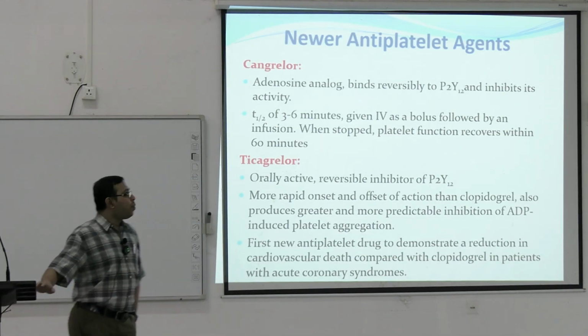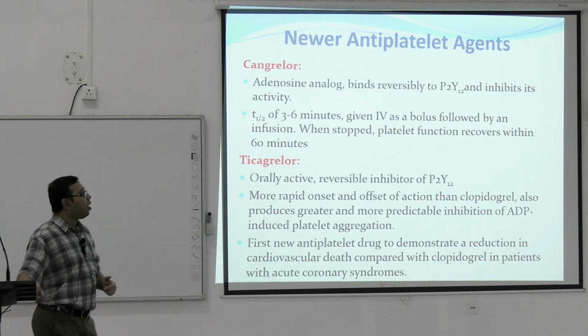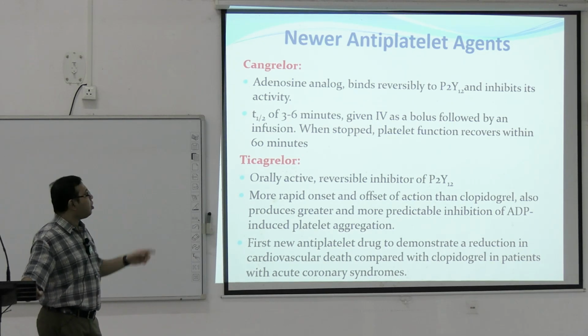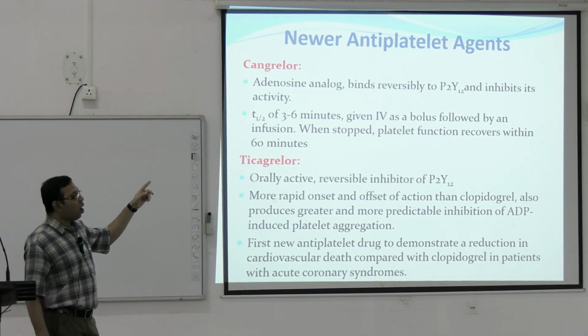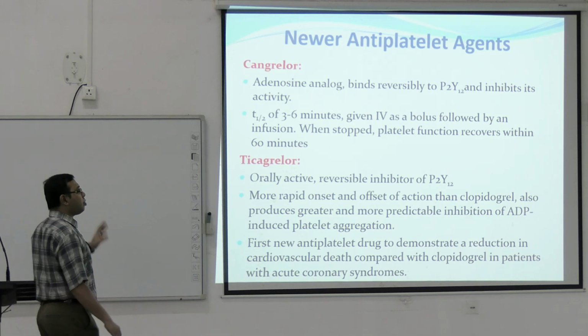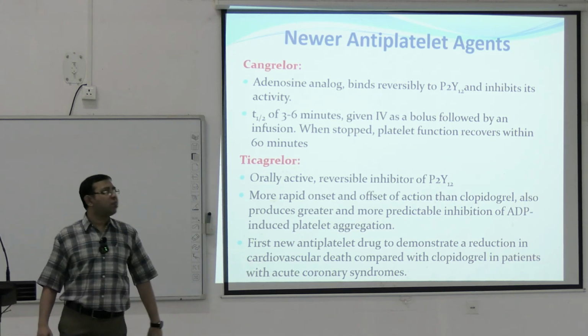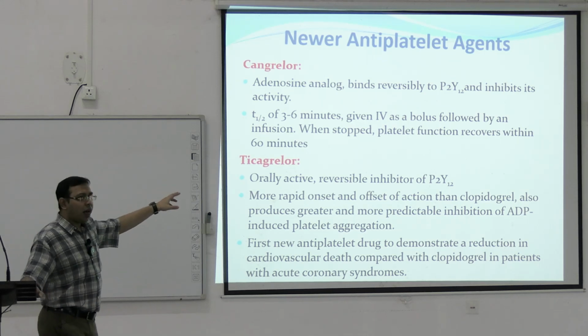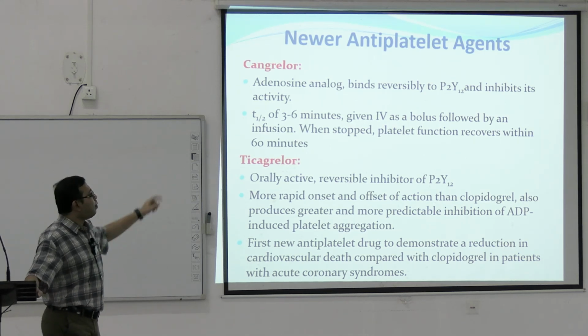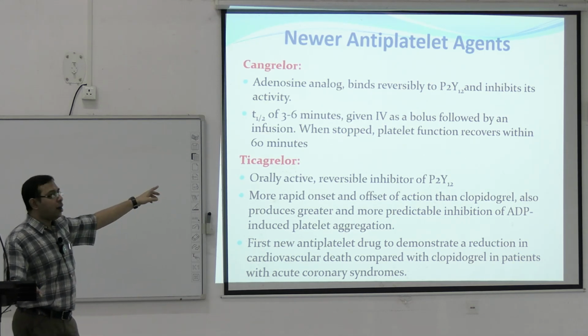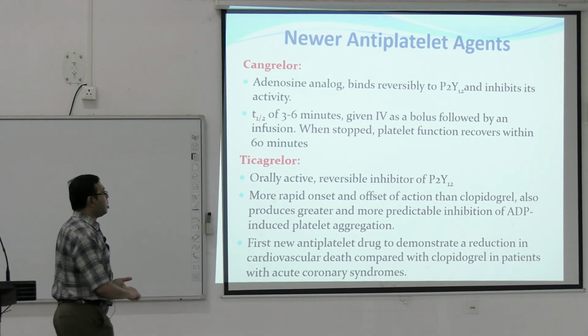These are some newer antiplatelet drugs like cangrelor and ticagrelor. Cangrelor is an adenosine analog, binds reversibly to P2Y12, similar to clopidogrel, inhibits its activity, but the half-life is very short, 3 to 6 minutes, given IV as a bolus. It can be given as a bolus followed by infusion. When stopped, platelet function recovers within 60 minutes.